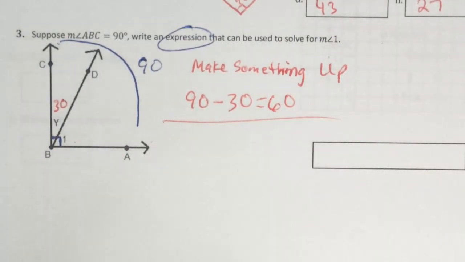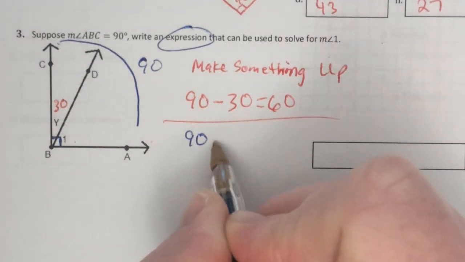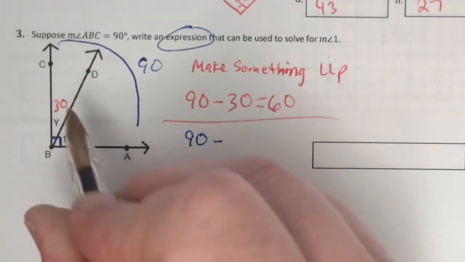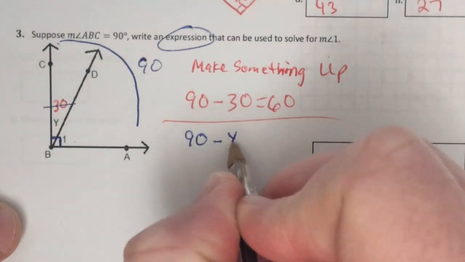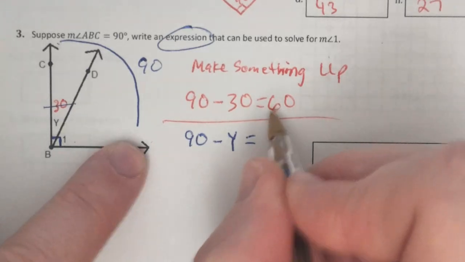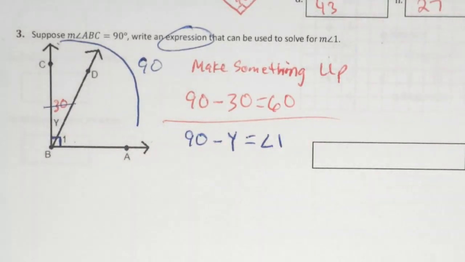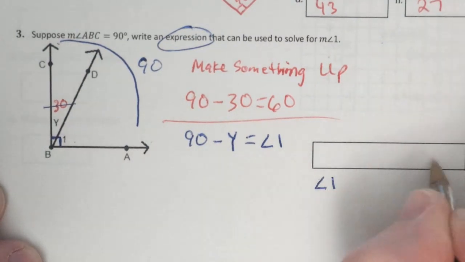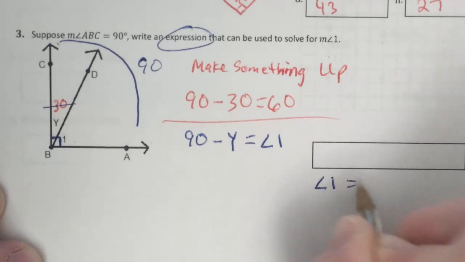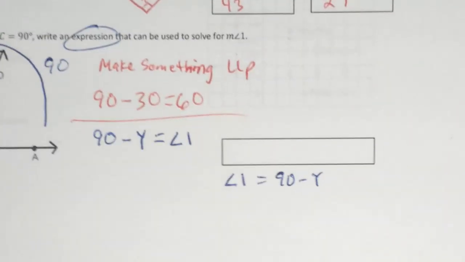Now, what is real, though? 90 is still real. Minus. What is 30? 30 is not real. What was really there, though? This y is equal to, and what was 60? 60 is really that angle 1. And that is actually your equation. That's perfect. So really, we have angle 1, notice I'm not writing this in the box, is equal to 90 minus y. All right, so we got this.